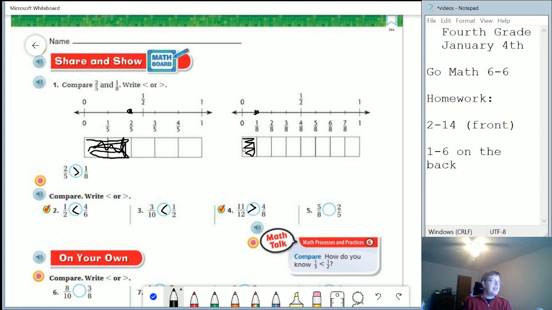And then this last one, if I go ahead and take this part and keep shading it in, I'm going to make it all the way out to here, which is going to be to the right hand or greater than 1/2. The 2/5 side is still less than 1/2. And so this one would be greater than.